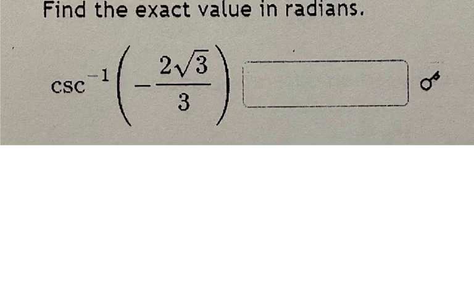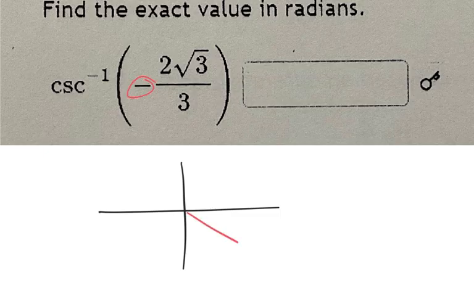Here. Okay, so starting here, we've got to find the inverse cosecant of negative 2 radical 3 over 3. Because this is inverse cosecant, that's the reciprocal of inverse sine. Inverse sine is defined for the first and the fourth quadrants. So inverse cosecant would be defined for the first and the fourth quadrants. Because this is negative, I'm in quadrant 4.